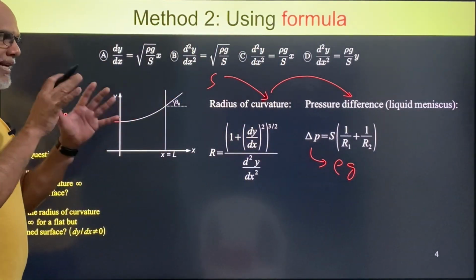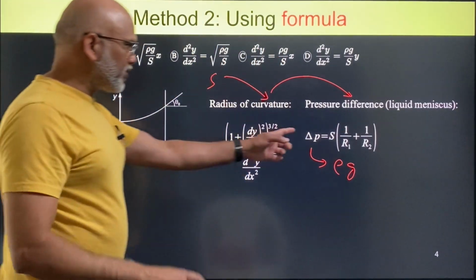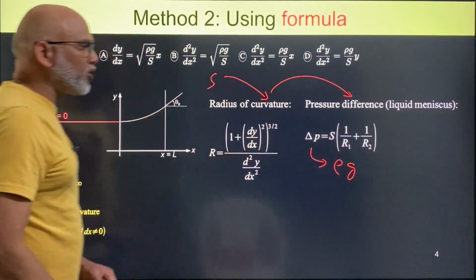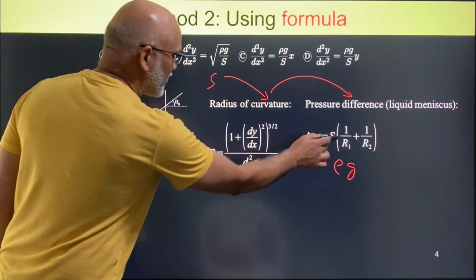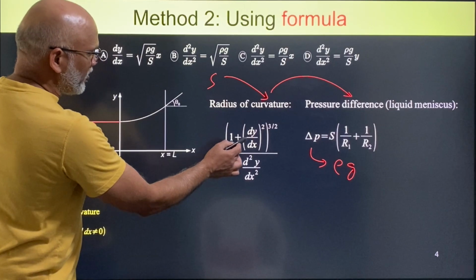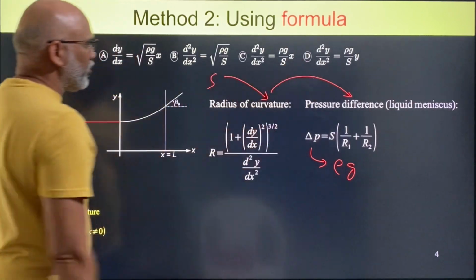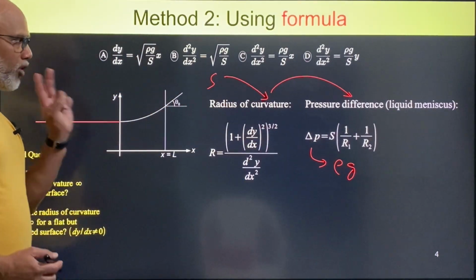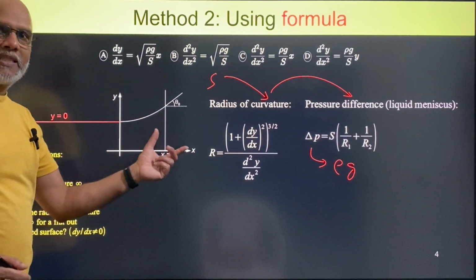So if we can find the exact formula for the delta P in terms of the rho g, I'm all set, because that relates to radius of curvature, which relates to the first and second derivative, and that's what I'm looking for.